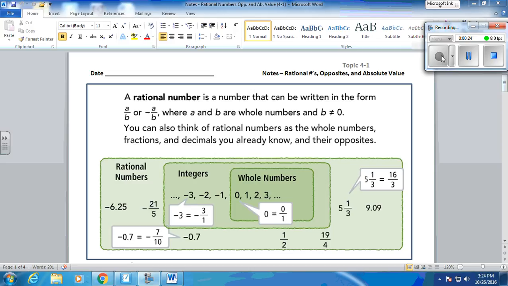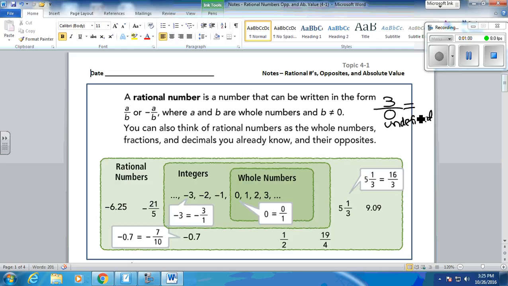ask me as well. So, the first vocabulary word we have here is rational numbers. A rational number is a number that can be written in the form a divided by b or negative a divided by b, where a and b are both whole numbers and b is not equal to 0. The reason why b cannot be equal to 0 is if you had, say, 3 divided by 0, that is an undefined number. You can't take 3 and divide it into 0 groups. It's undefined. There's actually no answer. And if you type it into your calculator, 3 divided by 0, it'll say error.